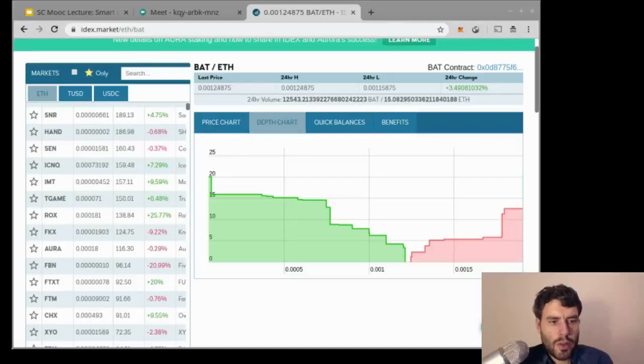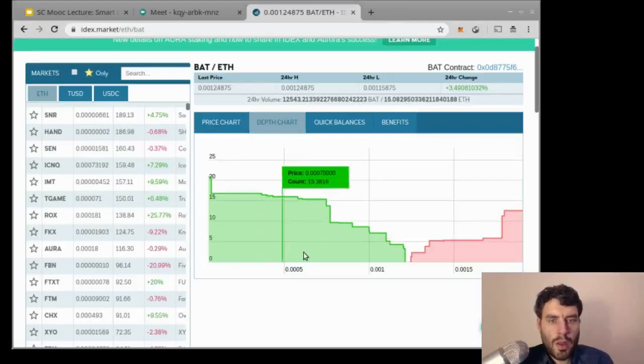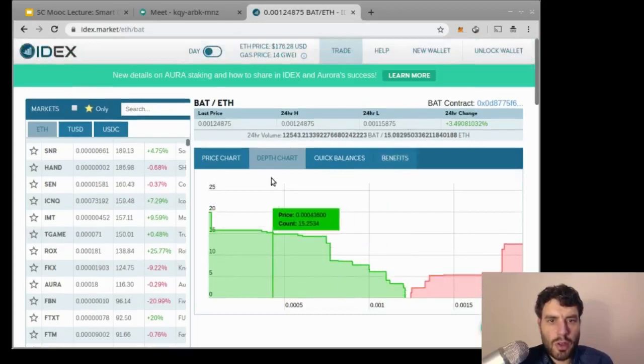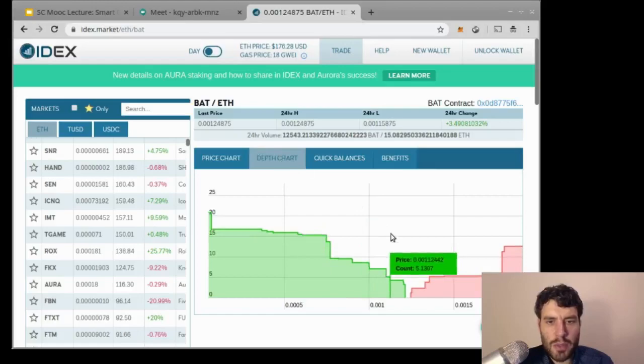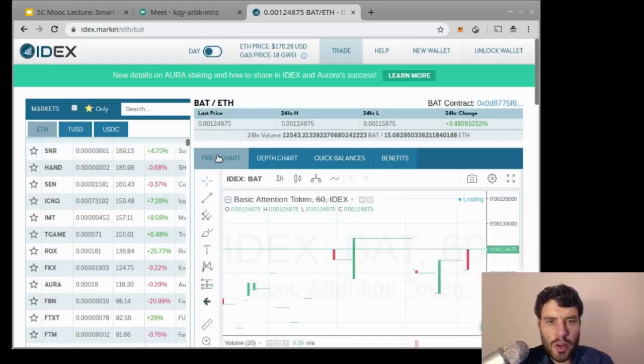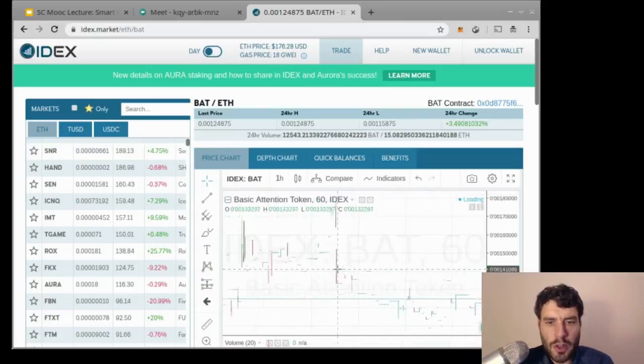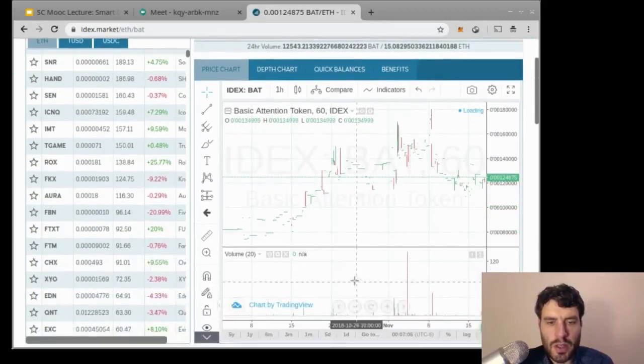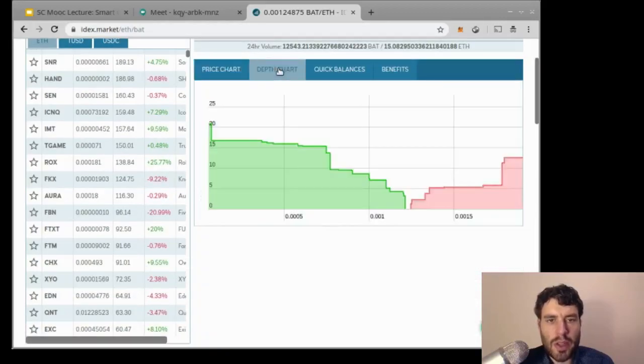Now, another way that you can view the IDEX order book on the website is to look at the depth chart. I find this a lot more informative than the price chart. You can clearly look at the price chart to see how the current price changes over time, and other facts like the market depth and the market volume. Well, what's really informative is to look at the depth chart.